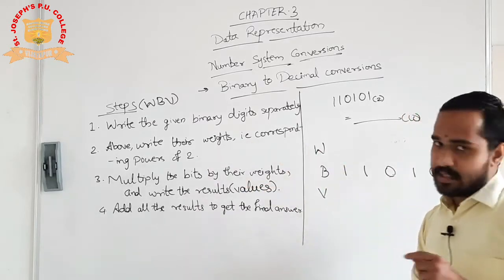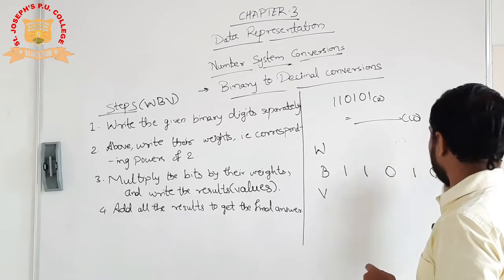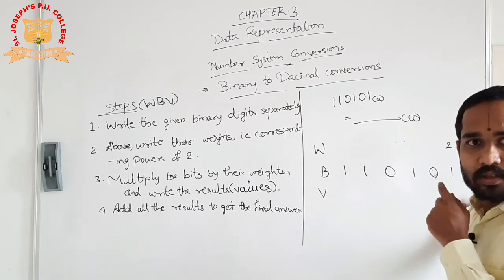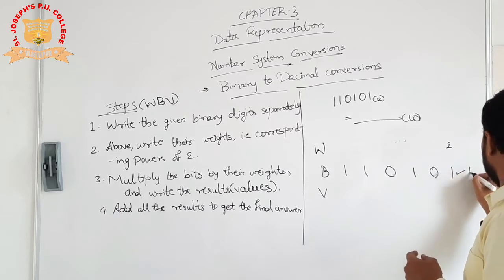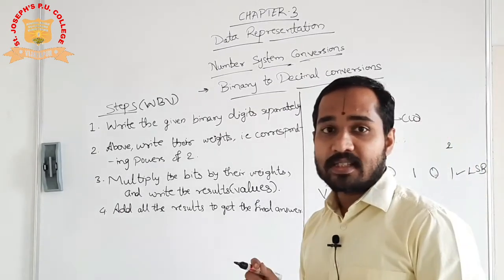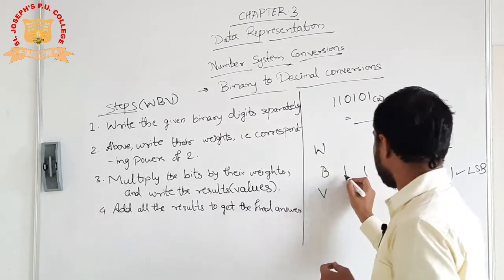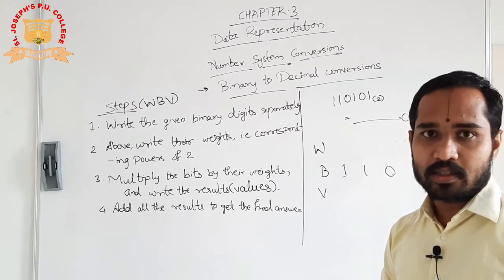We have to write the weights. Now we have to start from zero, the right hand side. You all know this. This is called as what? LSB. We have to write it with least significant bit. And this is known as MSB, most significant bit. You already know that.